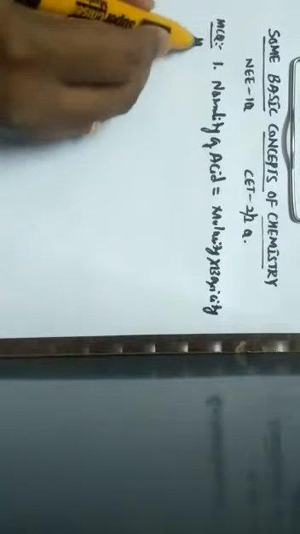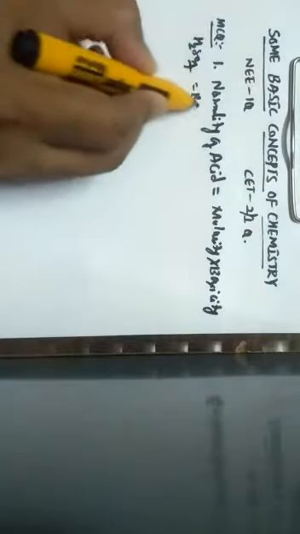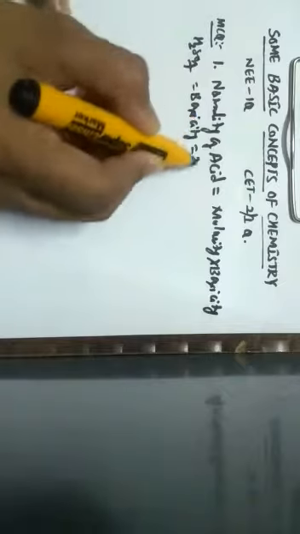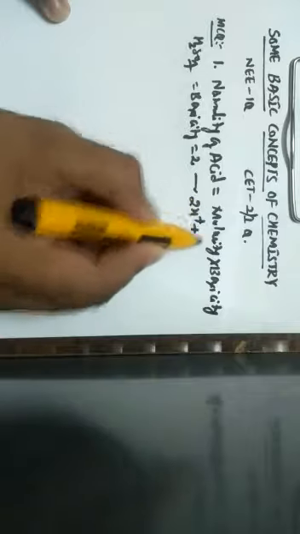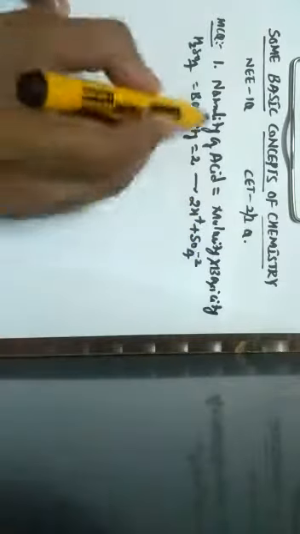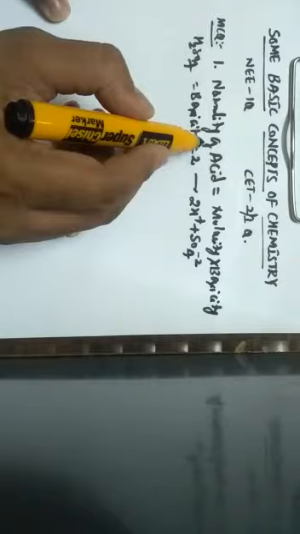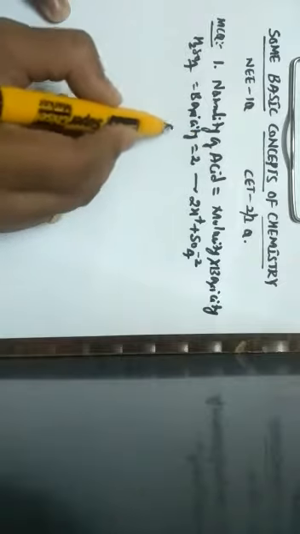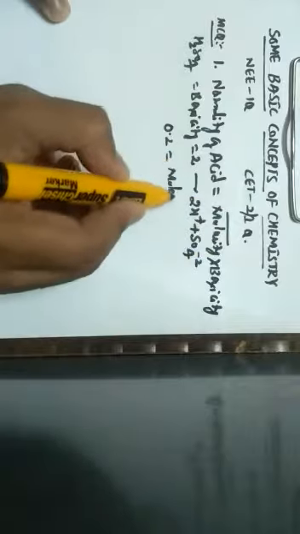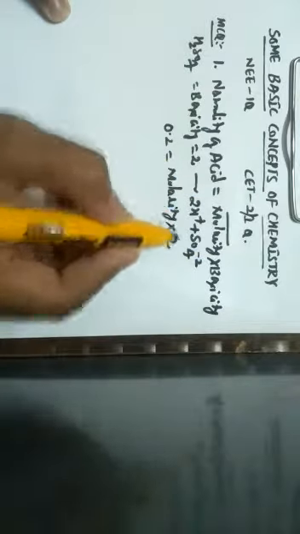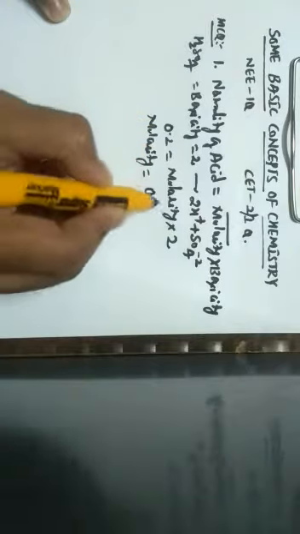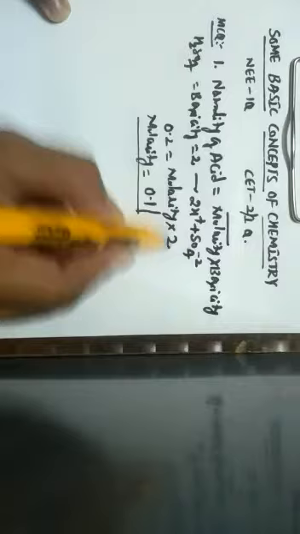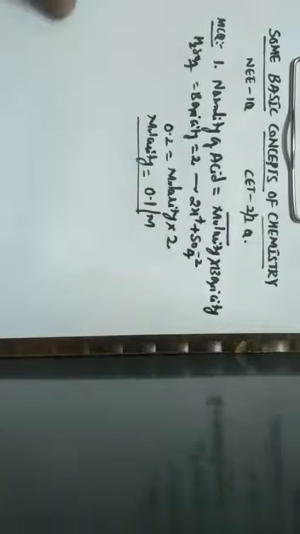Since it has been given with sulfuric acid, the basicity of sulfuric acid is 2, because sulfuric acid ionizes to give 2 H plus ions and 1 sulfate ion. So normality of the acid has been given, that is 0.2 normal, and molarity has to be calculated. I will rewrite it as molarity into basicity, which is 2. Therefore, molarity of the given acid is 0.1 molar, because 0.2 by 2 is nothing but 0.1 molar.